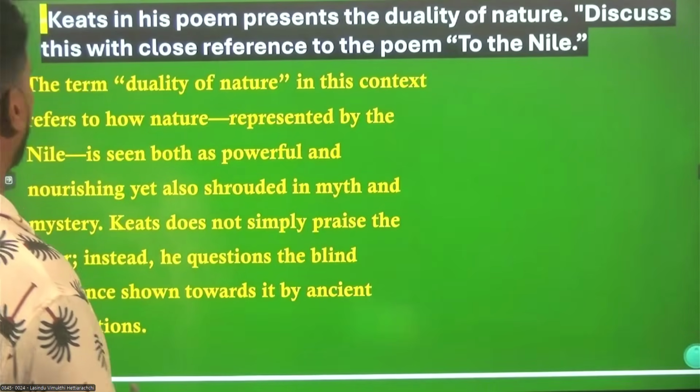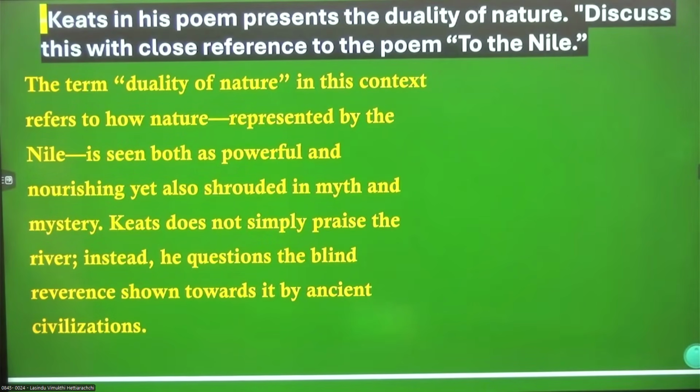The term duality of nature in this context refers to how nature, represented by the Nile, is seen both as powerful and nourishing, yet also shrouded in myth and mystery. Can you understand? Now, what do you mean by dual? Dual means there are two aspects. We are highlighting two different aspects. What are the two different aspects?